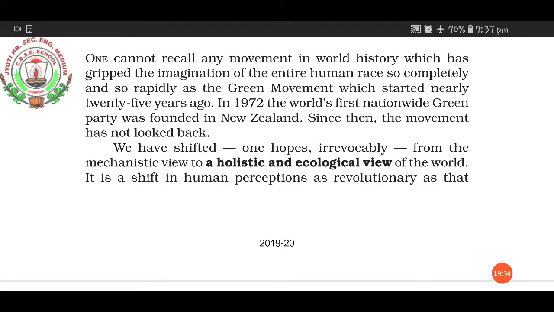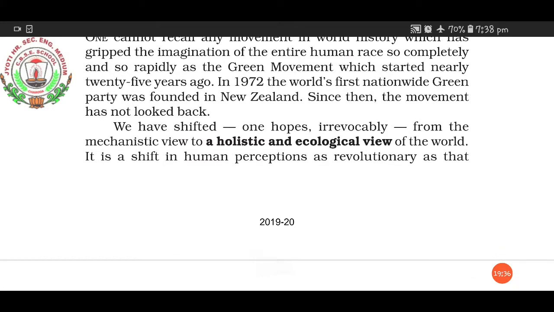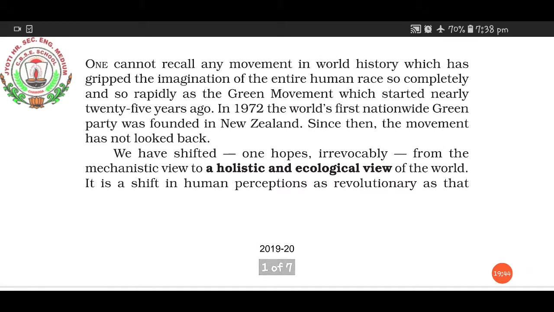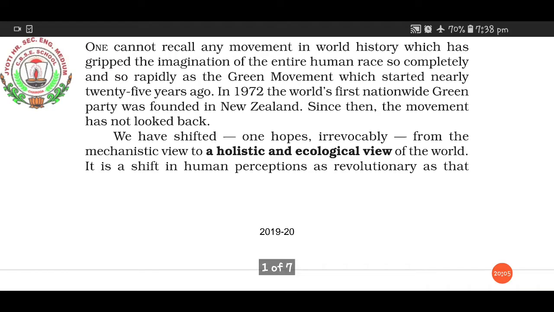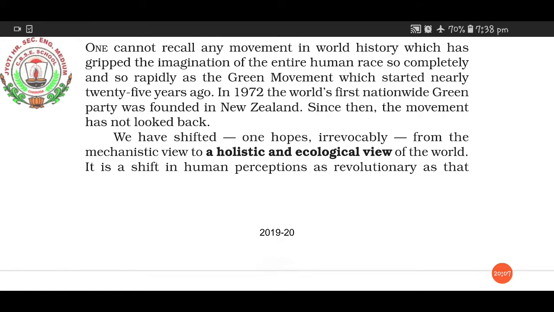So this is what has been said, that with time and with things coming up, ideas, information, or the eyes opening up, it means the surrounding has acted like an eye opener. So people have started giving their thoughts a shift from mechanistic to holistic, thinking about the surrounding, thinking about the ecology, the ecosystem. Ecosystem means where we people are living.